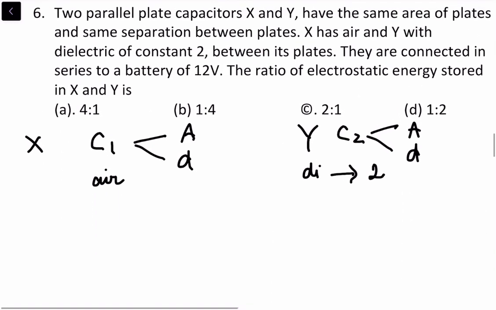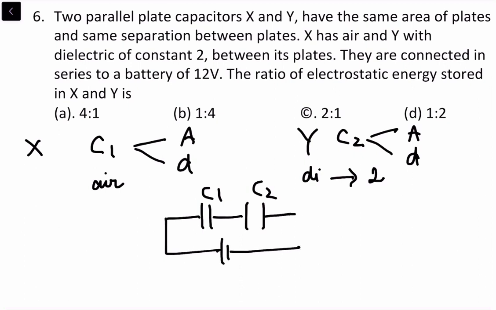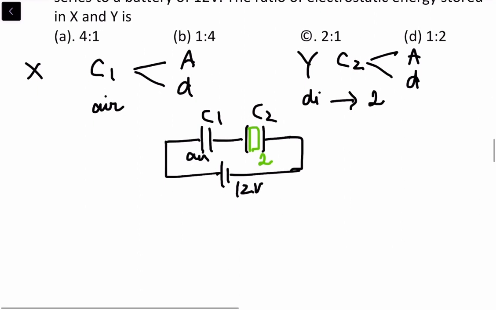So that means these two, C1 and C2, are connected to a battery of 12 volts, like this. C1 has air in between, but C2 has a dielectric with a constant of 2 between the plates. Then we have to find the ratio of electrostatic energy stored in X and Y. That is what they have asked.